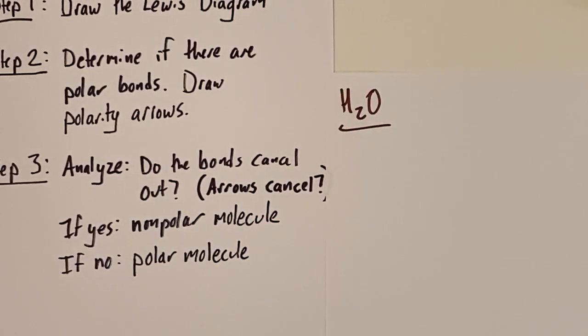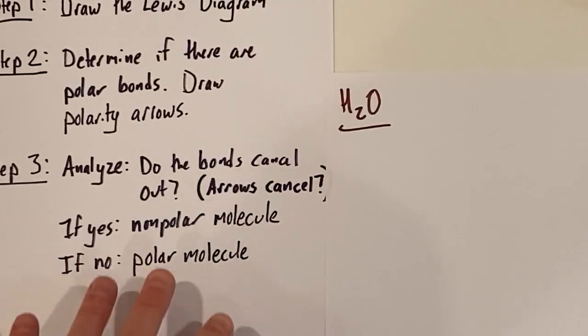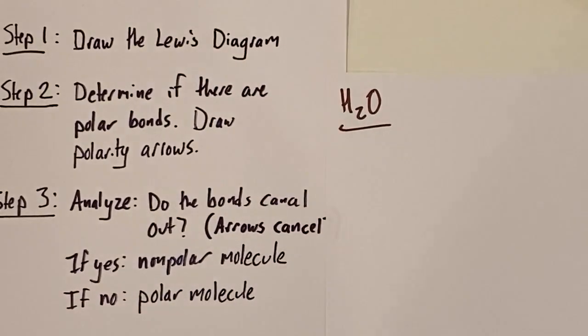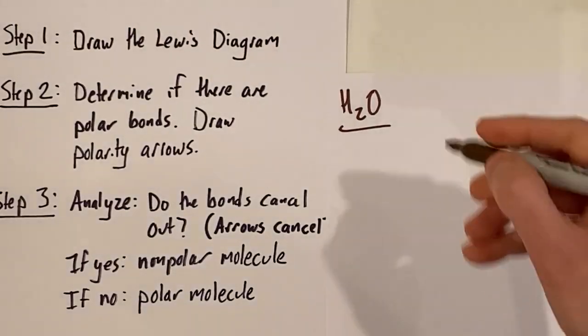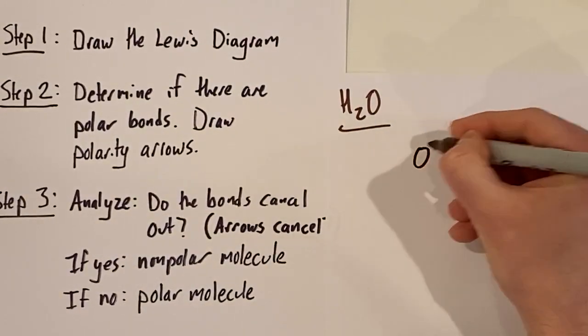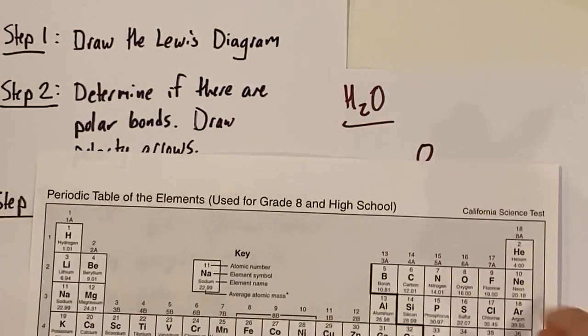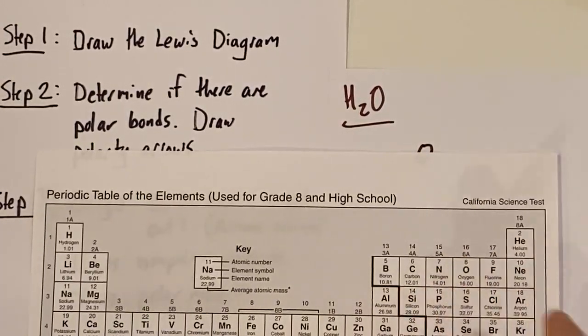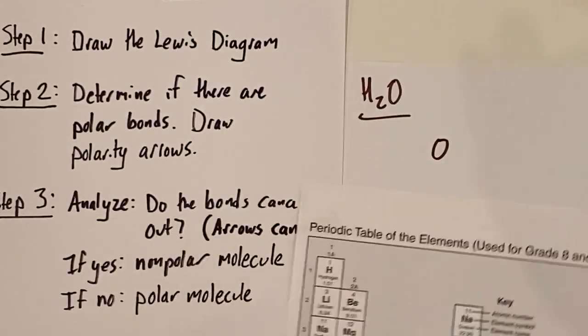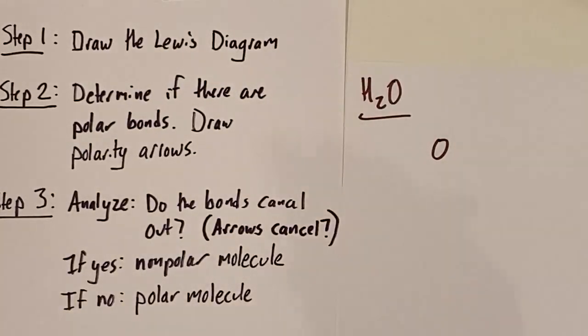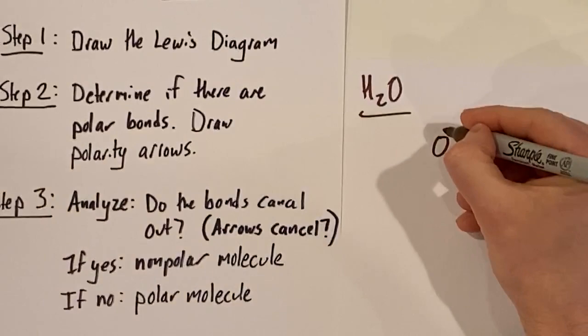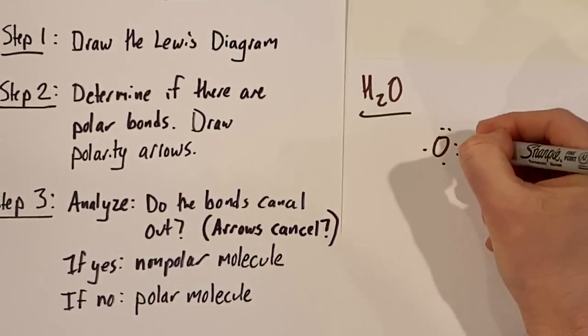Again, first step is to draw the Lewis dot diagram. Let me pull that down. And we're going to have an oxygen. Oxygen has 6 valence electrons, group 16. Hydrogen, of course, is in group 1, 1 valence electron. So oxygen, 1, 2, 3, 4, 5, 6.